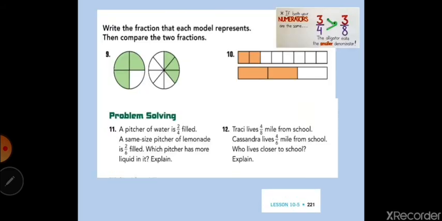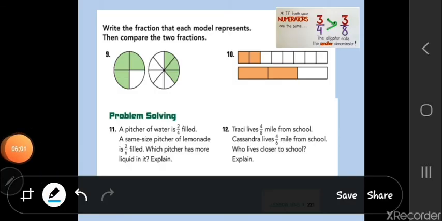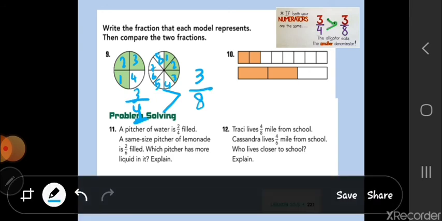Question number 9. Compare. It's obvious, but just write the fraction first. So here I have 1, 2, 3. It's 3/4, and 1, 2, 3, this is 3, 4, 5, 6, 7, 8. 3/8. What do you think? I will look down. So it's 3/4.